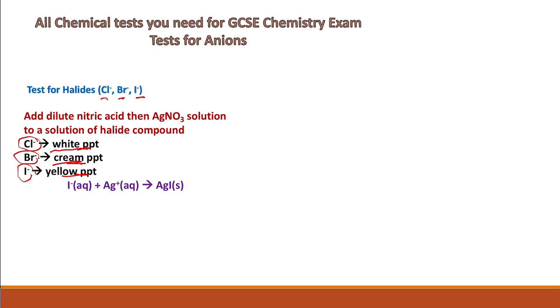Don't forget how to write the ionic equation for such reactions or for such tests. If it's an ionic equation, you only need to write the ions that react, which is the iodide in this case, and that it's aqueous because it's a solution, and then the silver aqueous as well, because it's in solution, and the product is going to be silver iodide, which is solid because it's a precipitate.